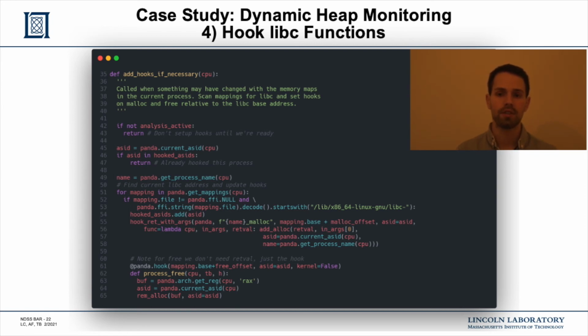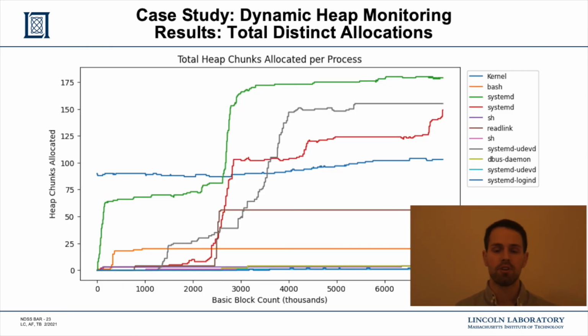Once we have those addresses, we know exactly where in this process malloc and free are, so we set up hooks. Again, for the free function, we set up a simple hook on lines 61 through 65 where we just call the remalloc function. And on lines 55 and 56, we set up a hook ret with args, again using that previous helper function. So we can hook when we enter malloc and get its return value as well as its input arguments. And that's pretty much all there is to it. In under 200 lines of Python code, we've created a system to dynamically track heap allocations and frees over time.